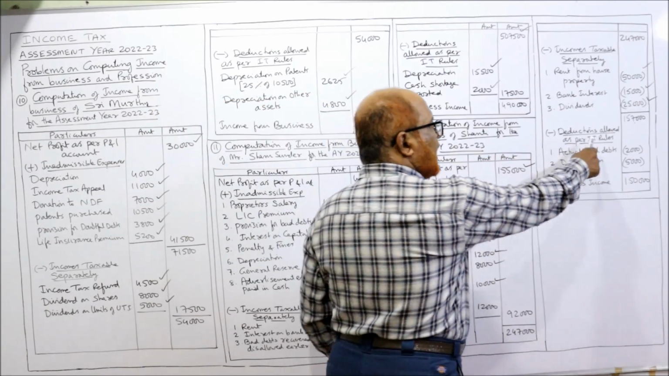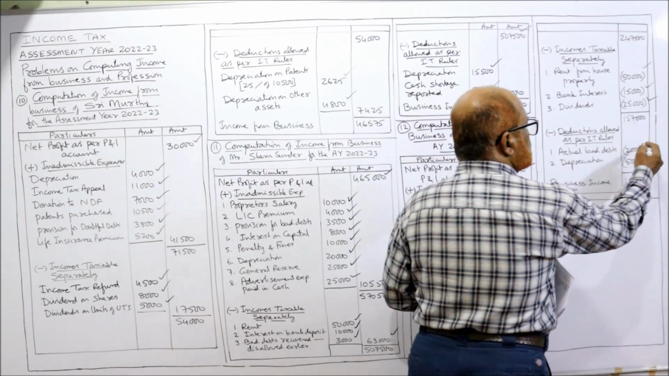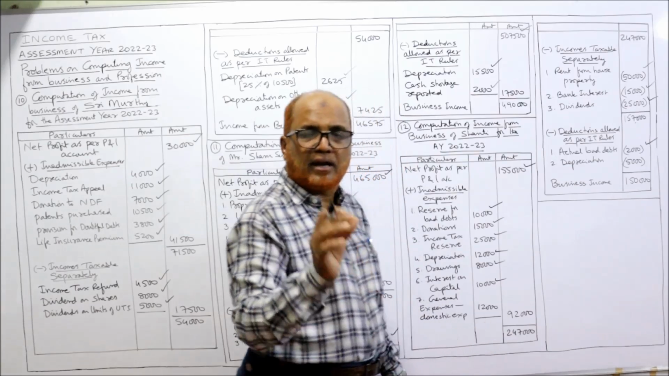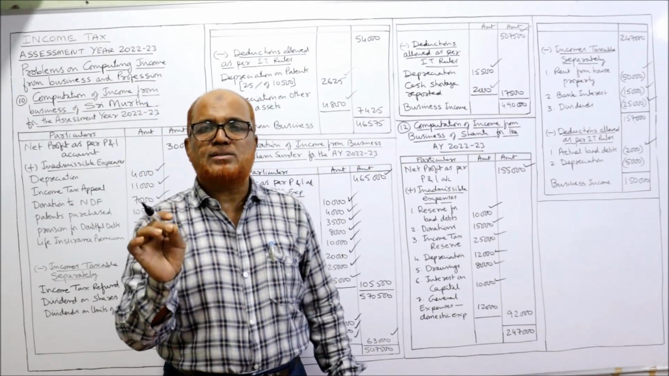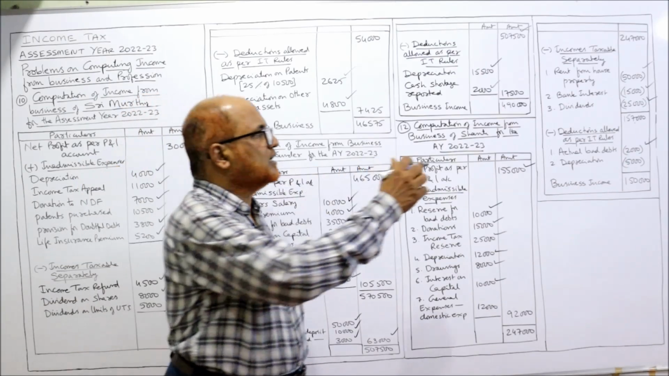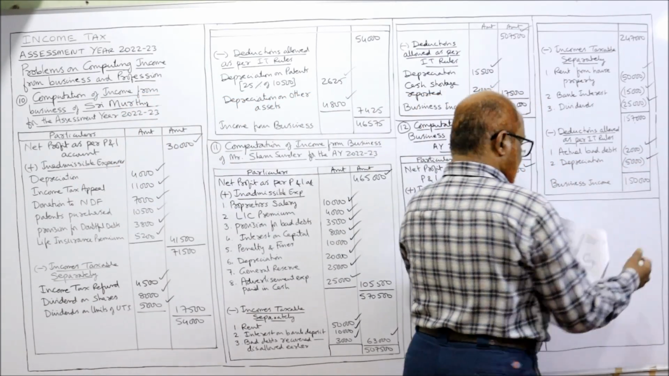So deductions allowed as per IT rules. Actual bad debts 2,000 in bracket. Bracket means subtraction. Then depreciation allowed as per IT rules 5,000. That is allowed. Depreciation 5,000.